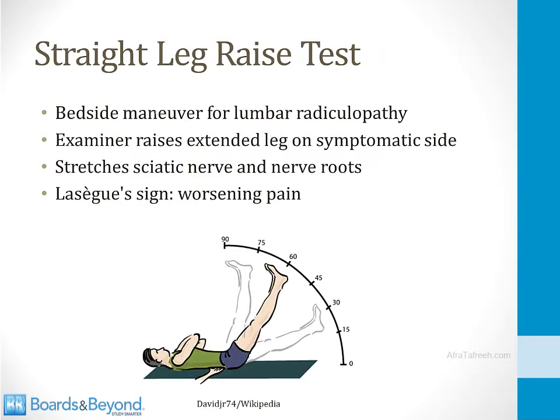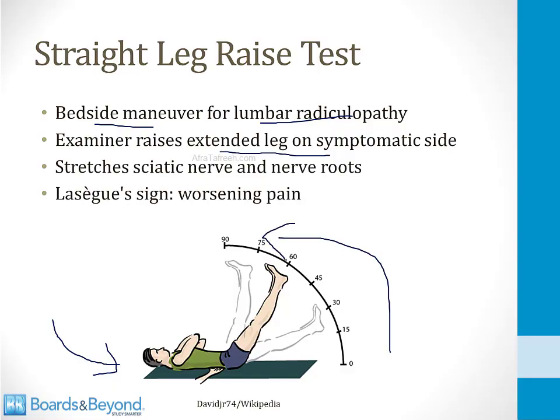I'll finish this video with one slide on the straight leg raise test. This is a very common bedside maneuver performed to test for lumbar radiculopathy. For example, if a patient comes to clinic and complains of right-sided back pain and pain going down the right leg, the examiner will ask the patient to lie on the table as shown in this drawing here, and then the examiner will raise the extended leg on the symptomatic side up to 90 degrees, just like shown in this picture.